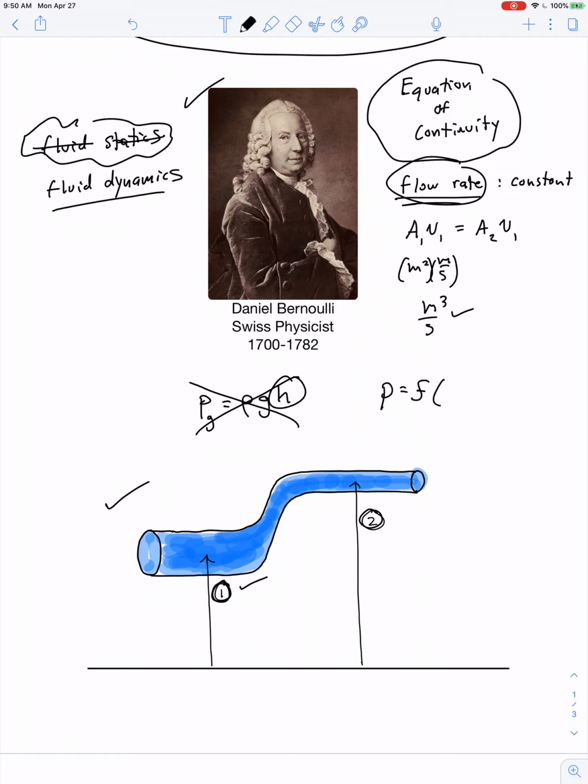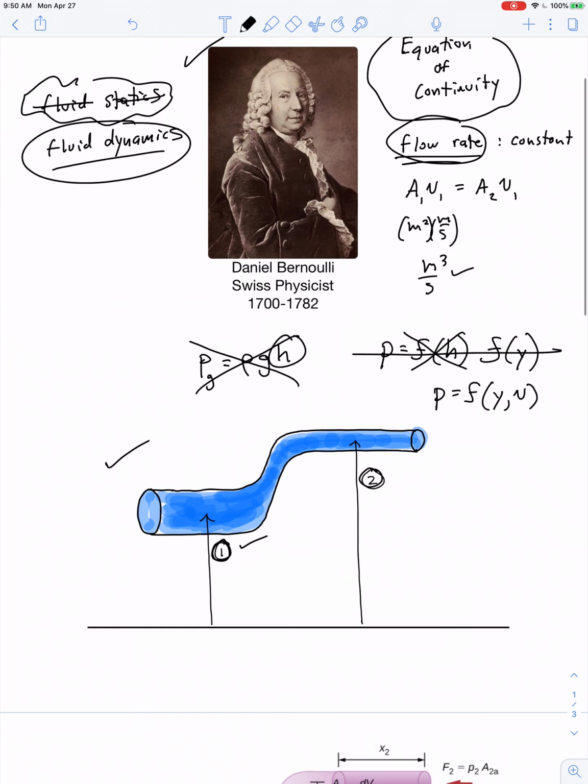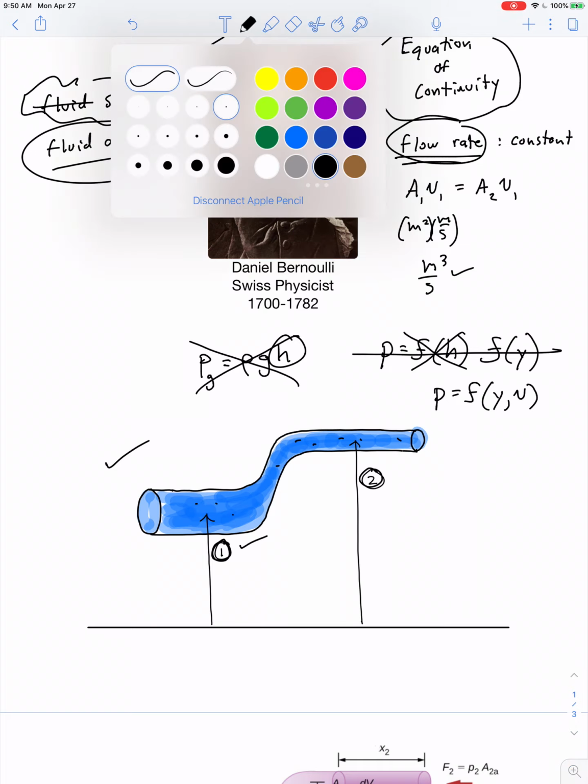So pressure in fluid statics is a function of depth. So we could either say a function of h, or we can say pressure is a function of vertical position. But when it comes to fluid dynamics, we have to say that pressure is a function of both vertical position and velocity. Okay, so let's think about this. Instead of picturing this as a bunch of static water in a contained pipe, let's picture it as water in motion.